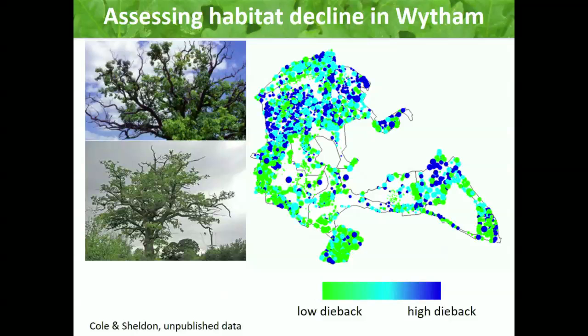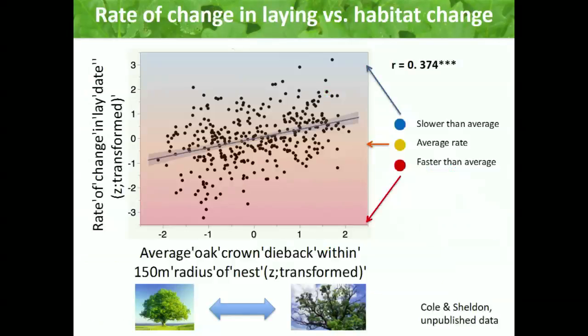So going back to that plot, you can see that there are areas of the wood where it seems that the oak health has declined over time, and therefore the tit habitat quality will have declined as well, and other areas that have remained relatively stable. So our question was really, does this have consequences for the great tits? And the answer seems to be yes.